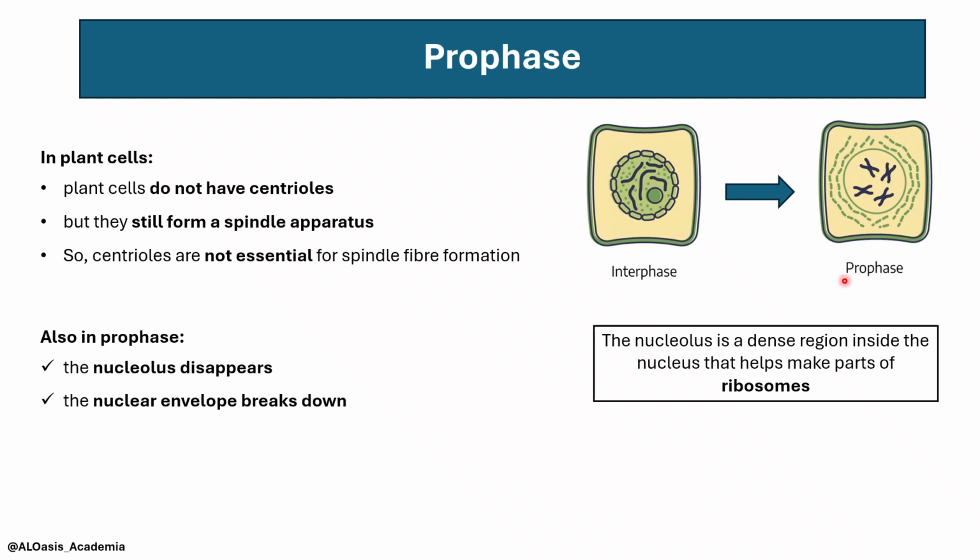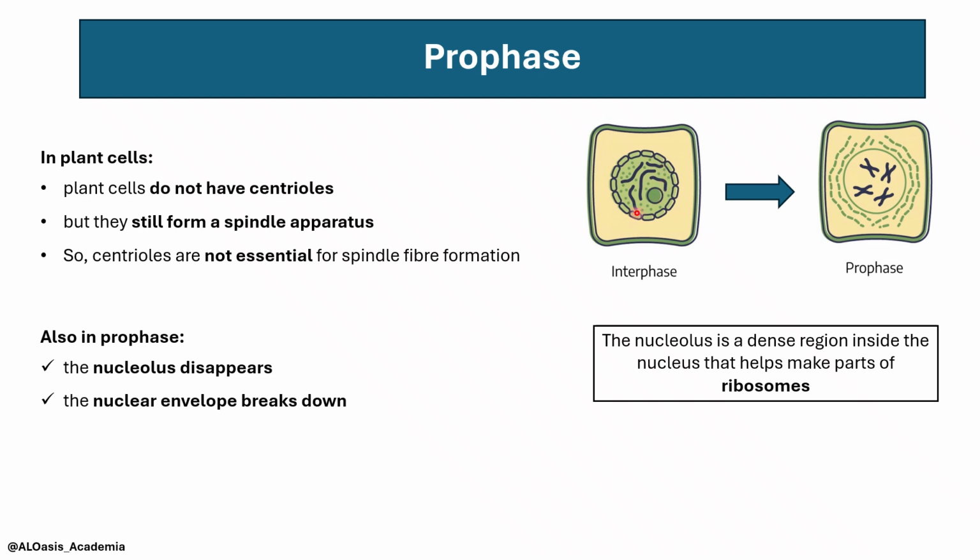Other important things which happen during prophase include the disappearance of the nucleolus. What is the nucleolus? It is a dense region inside the nucleus that helps with making ribosomes. We will cover this in a different video, I think when we do mRNA translation, and we will understand more about the function of ribosomes. But you need to understand that the nucleolus will disappear during prophase.